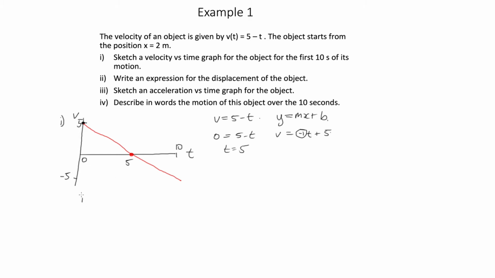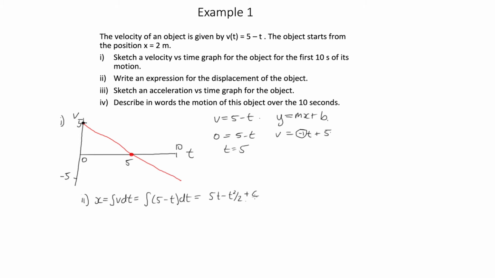So now part 2 asks us to write an expression for the displacement of the object. So the displacement, which we can represent as s or x, is equal to the integral of the velocity with respect to time. So the opposite of differentiating is integrating. So that's what we do to velocity to get the displacement. And so we're integrating 5 minus t dt. And so this is equal to 5t minus t squared on 2. And then when there's no limits on our integral, we'll end up with a plus c.